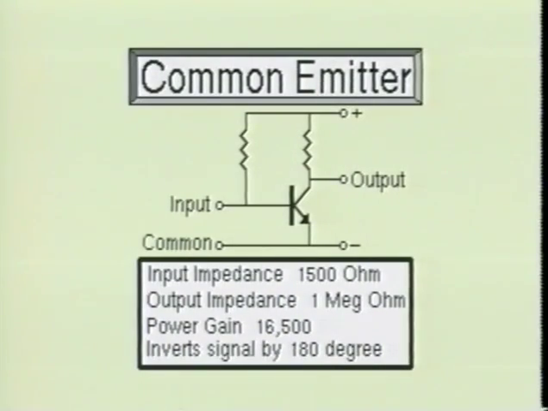The common emitter will have a typical input impedance of 1500 ohms. The output impedance will usually be around 1 megohm. The voltage gain will generally be about 330 with a current gain of 50. This gives the common emitter a power gain of 16,500. You will also notice that the circuit inverts the phase of the incoming signal by 180 degrees. The common emitter is the most widely used of the three configurations.